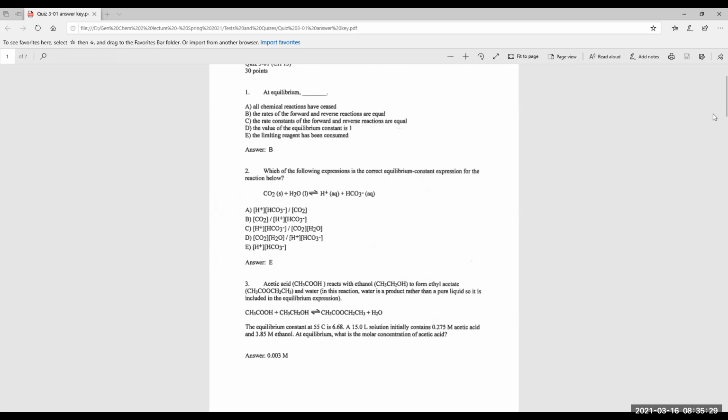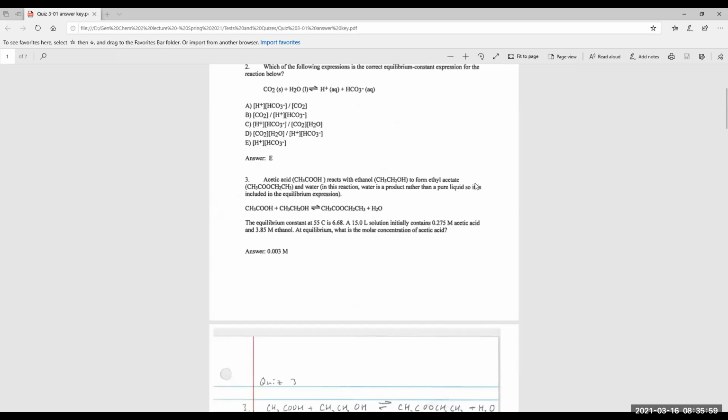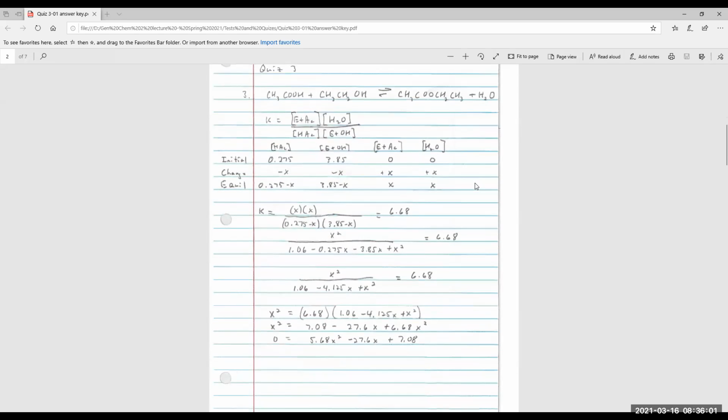Then you were given some information. You were given the equilibrium constant, and that value was 6.68. You had 15 liters of solution. You were given the molarity for acetic acid, 0.275, and ethanol, 3.85. And then you wanted to find the equilibrium molar concentration of acetic acid. So the answer is 0.003, but how do we get that? Let's go down to where I worked out the problem, and we'll go through this.